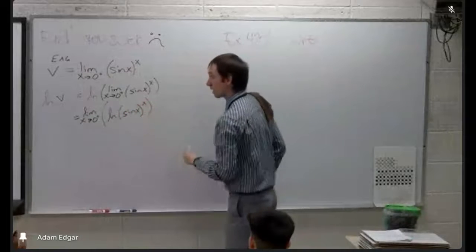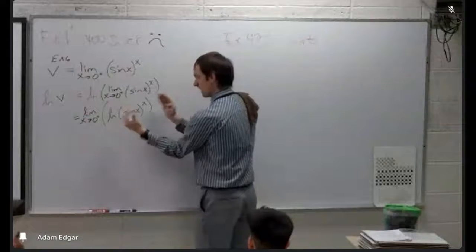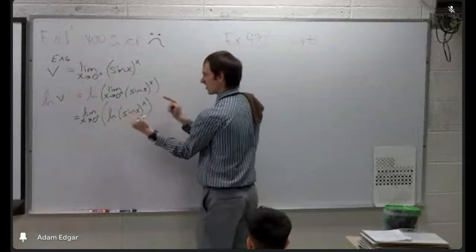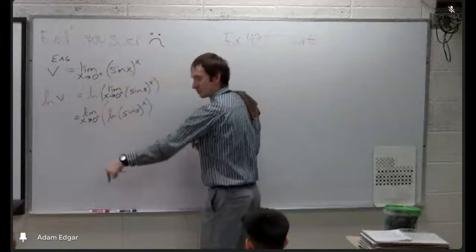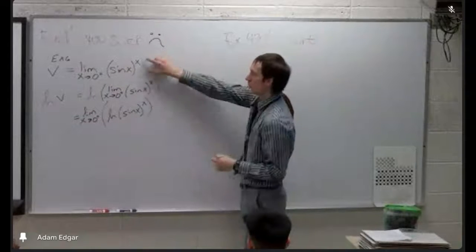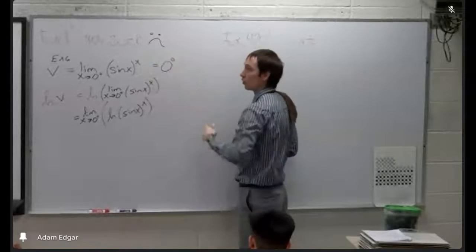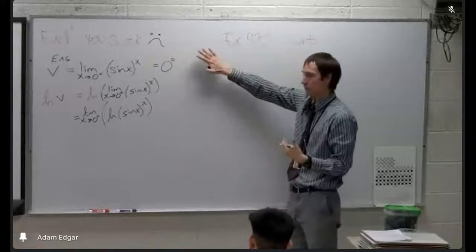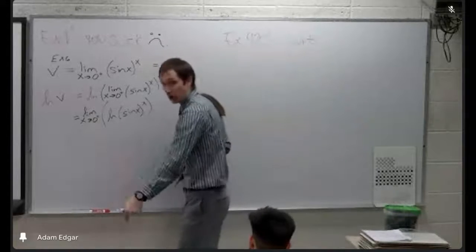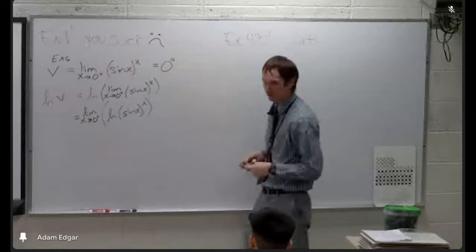And why do we want that? Because we want the natural log to be of this stuff, so that we can get the x out of the exponent. When we have one of these weird situations where it's 0 to the 0, or 1 to the infinity, or one of those indeterminate forms that's an exponential, we want to get the exponent out, and the only way we do that is with a log. So that's why we did the logarithm in the first place.